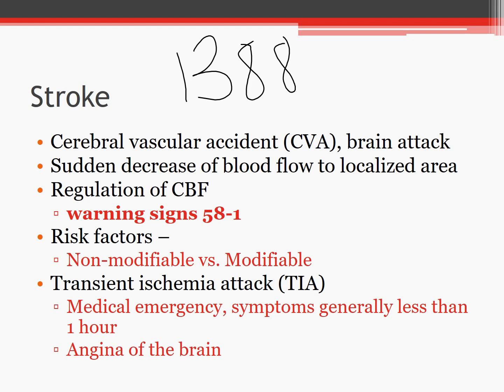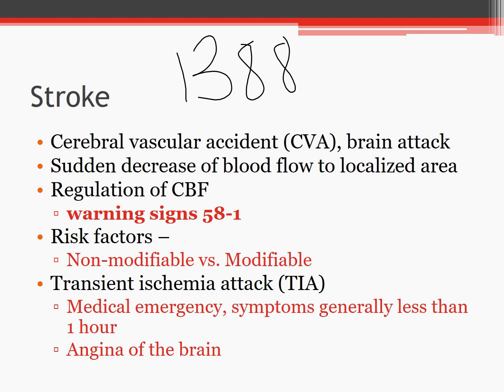And we know that there's two different types, right? We know that there's an ischemic stroke. An ischemic stroke is caused by a clot, and it leads to an abrupt decrease in blood flow. Or maybe the individual is having a hemorrhagic stroke, and a hemorrhagic stroke means that one of the vessels is no longer patent and there's bleeding actually into the brain tissue.